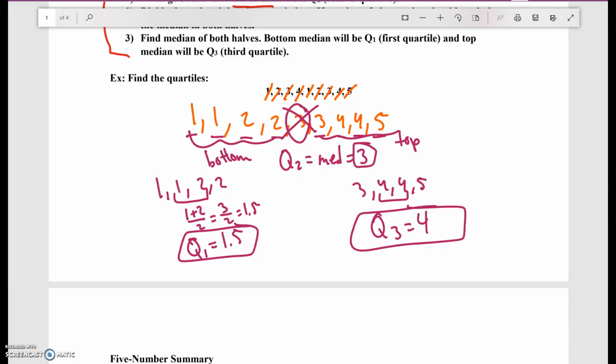And that's basically how you find the quartiles in a numerical fashion, by hand. In the next video, I'm going to show you how to use the graphing calculator. It's literally the same handout that I handed out this past week, so just follow along based on those steps.